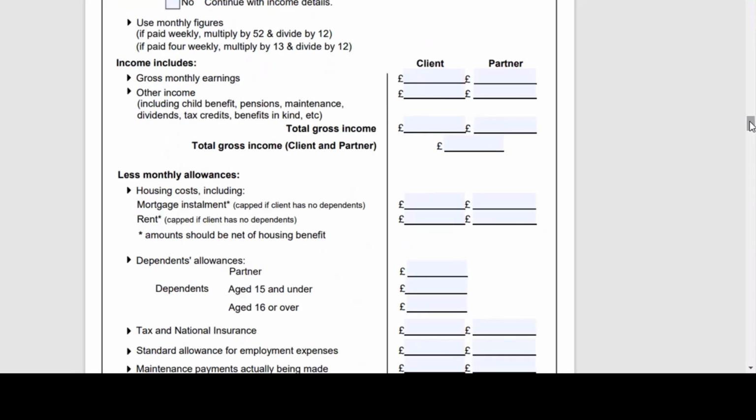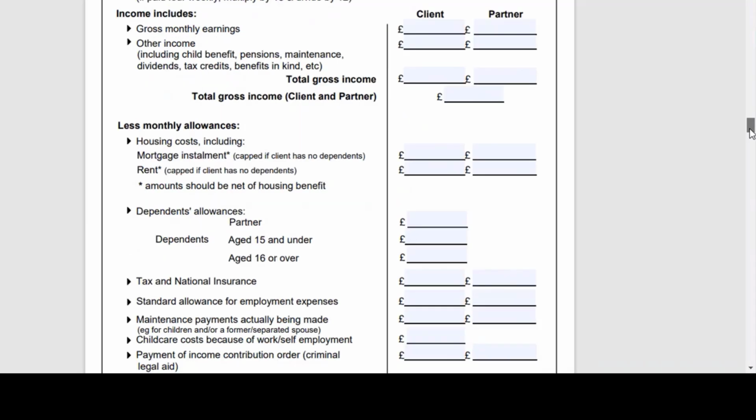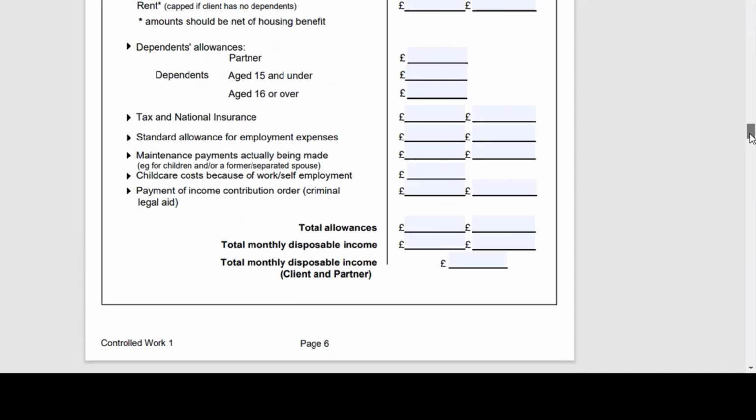You would then deduct the allowances from the total gross income. Once you have that final figure, provided that figure is £733 per month or less, the client is financially eligible on the basis of their income. If they're in receipt of a figure greater than £733, they're not eligible.